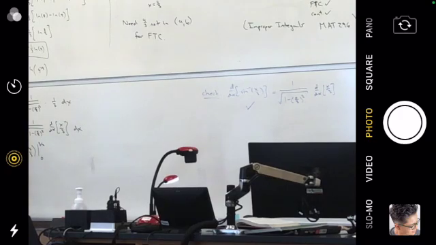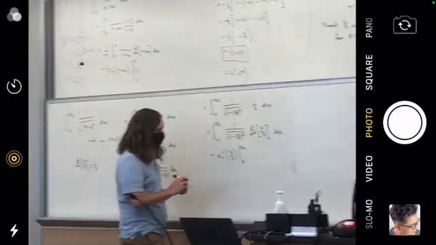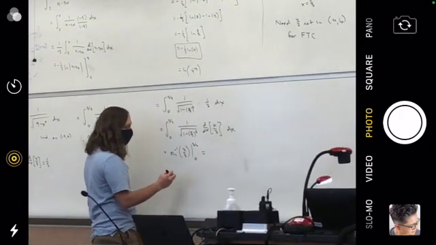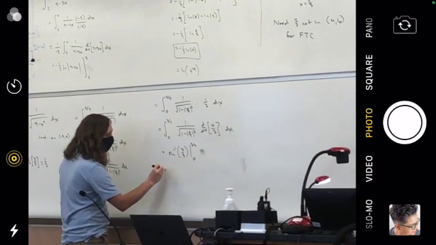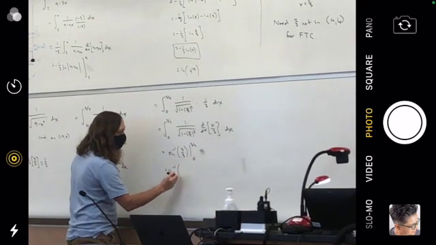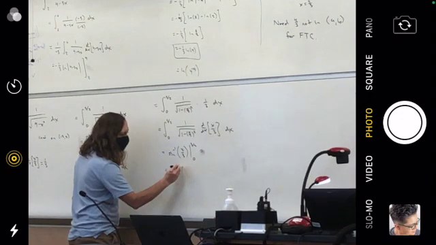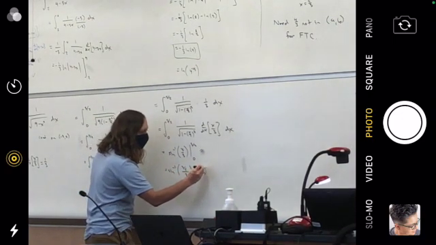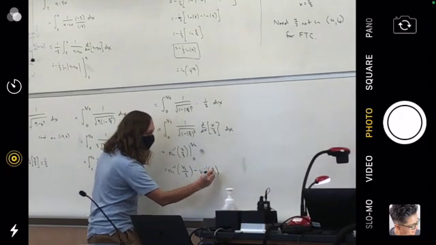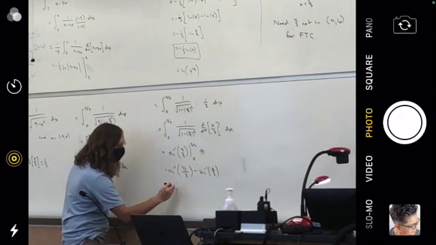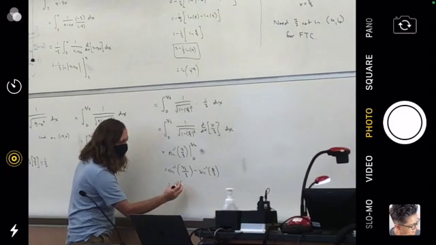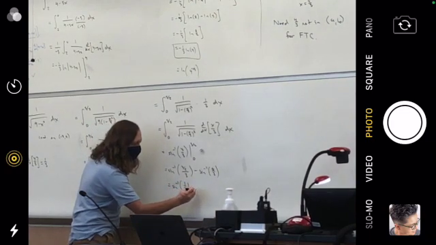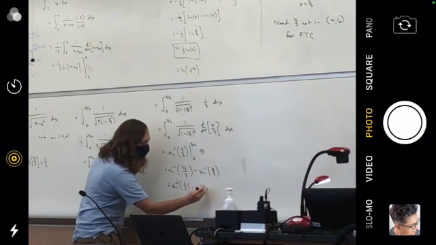So now what? Now I need to plug in my numbers. So it's going to be inverse sine of 3 halves divided by 3 minus inverse sine of 0 divided by 3. So inverse sine of 1/2 minus inverse sine of 0.